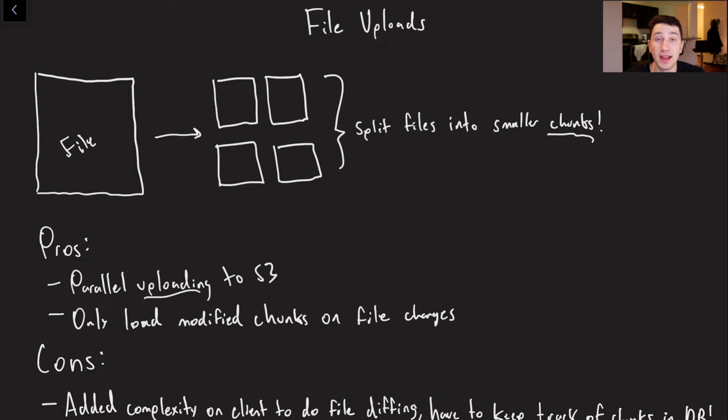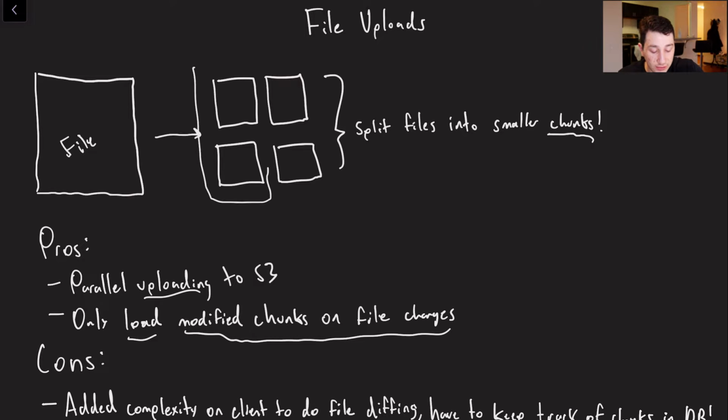We have multiple threads on our client device. One of them can manage each chunk and the upload of it. That should make things a little bit faster. Another thing is that we can only load the modified chunks on every single change. So let's say our client device already has access to these 3 chunks right here, and then this guy is new. We can just go ahead and pull this guy, right? So we have a lot less to pull from S3. We just pull 1/4 of the chunks.